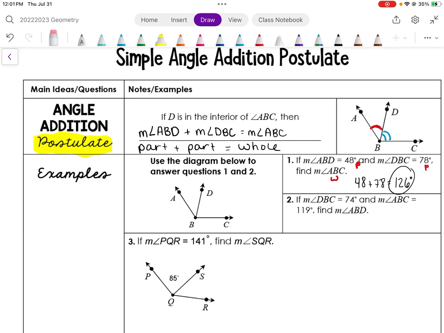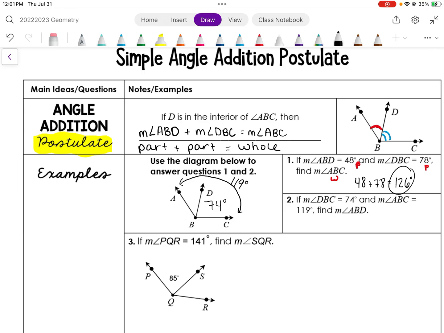Okay, starting over. Number 2. DBC. So ask yourself again, is that part or whole? DBC is a part. It's this part, 74. And then ABC, part or whole, is 119. I'm going to label it like this. ABC is the whole thing. This whole angle measure should be 119.